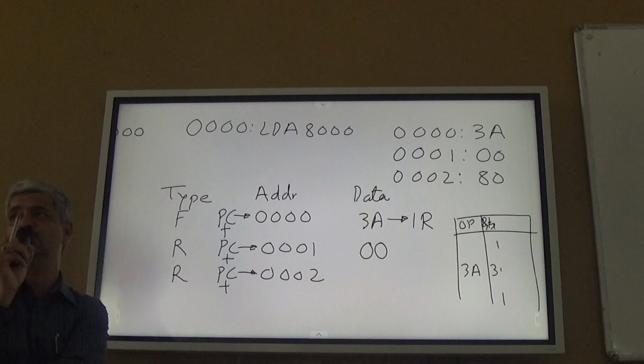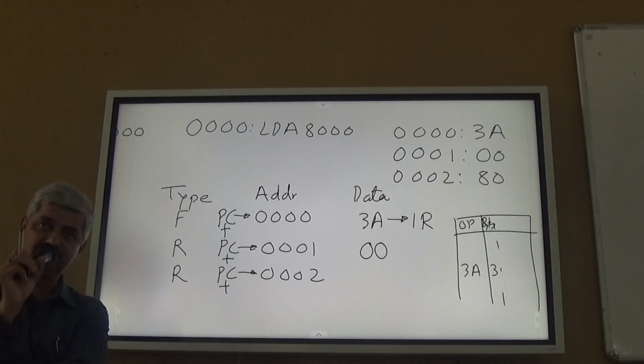So 00 is the lower byte of the address which will be required later. So 00 is available now and required later. So what is to be done? It needs to be stored.